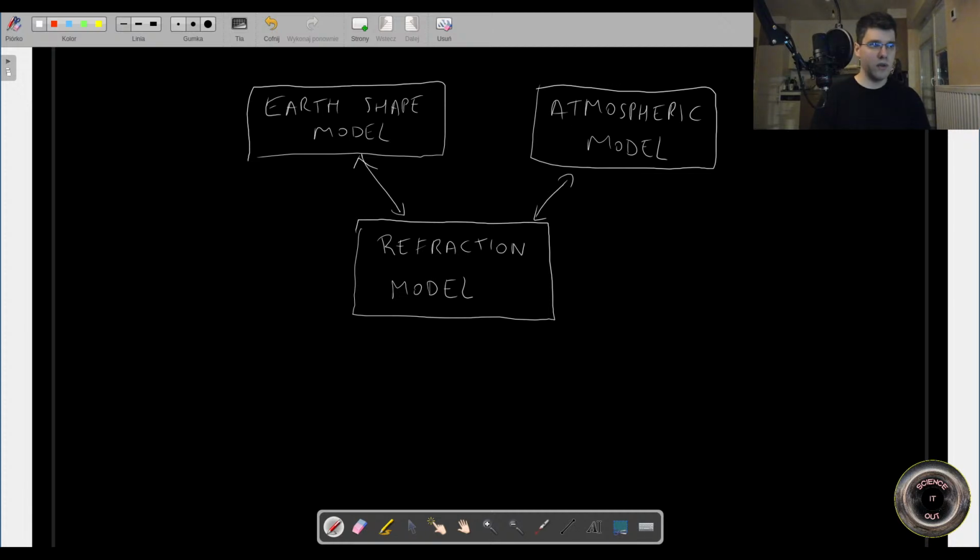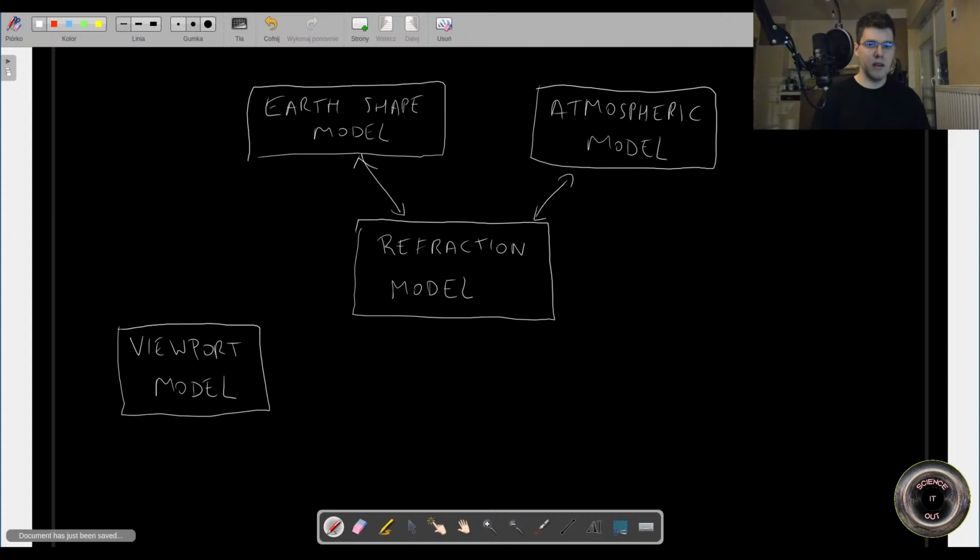There are also three, let's call them auxiliary parts. So there is something I just called temporarily a viewport model. That's not really related to the refraction model, it's separate. So this determines how pixels in the image are mapped to directions in space.